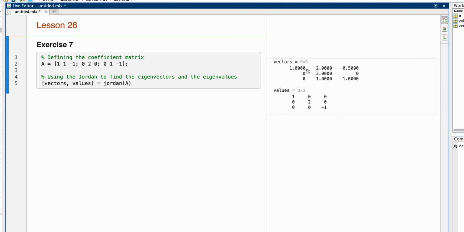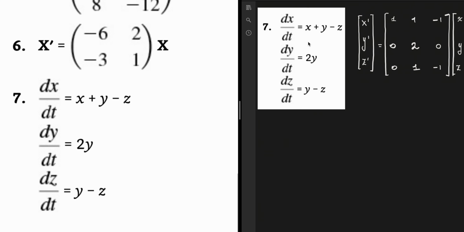And with this, we can use the superposition principle to add them up together by multiplying by 3 distinct constants, and we get a general solution for this system right here.